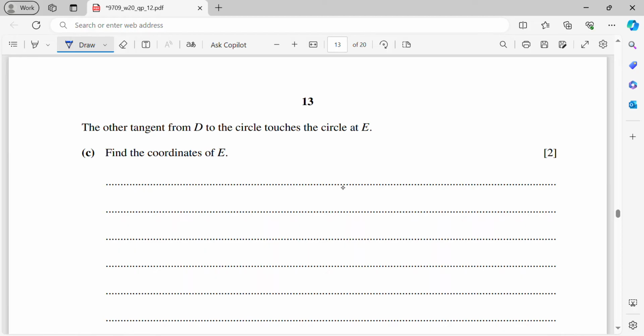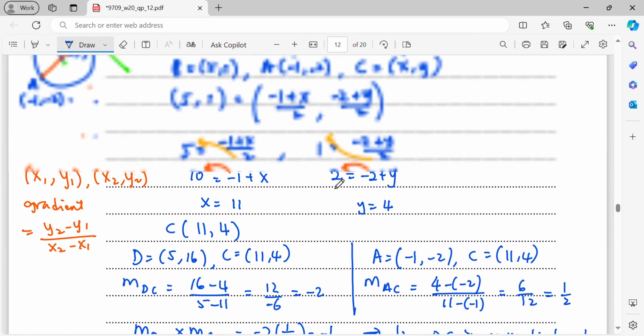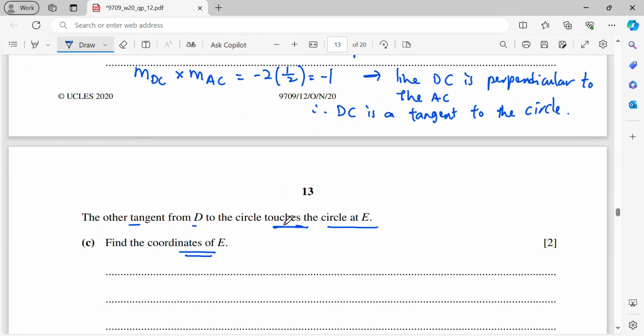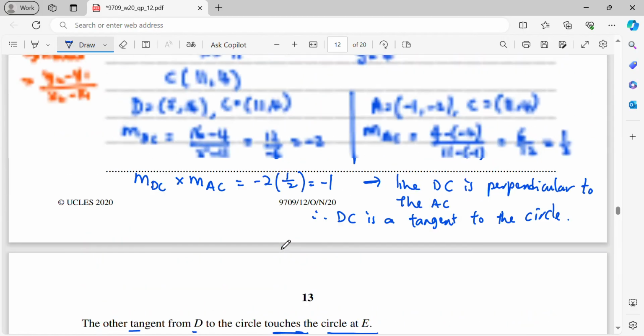Now, the other tangent from D to the circle touches the circle at A. Touches means never cross, just touches, at one point. Find the coordinates of E. Now, what to do here is look at the diagram, and now you need to add on another tangent from D.